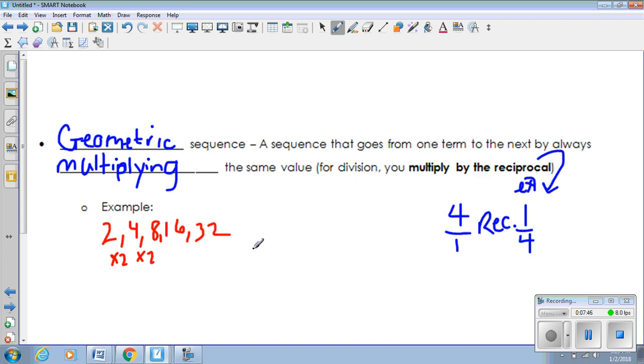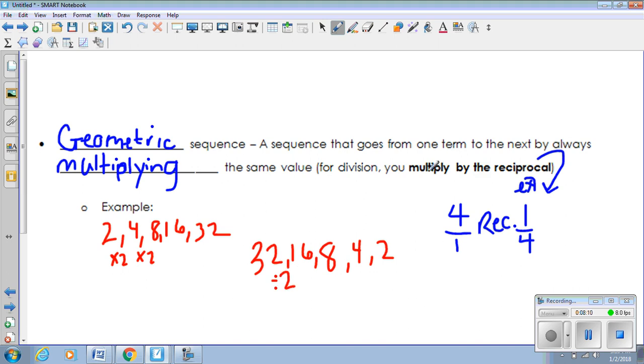In the same sense, if you are given the sequence 32, 16, 8, 4, and 2, you get from 32 to 16 by dividing by 2.